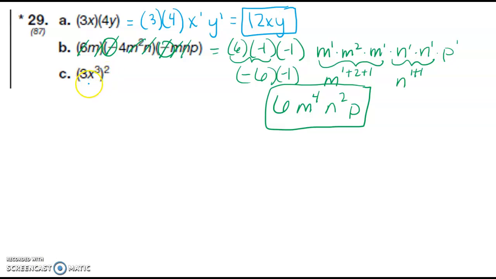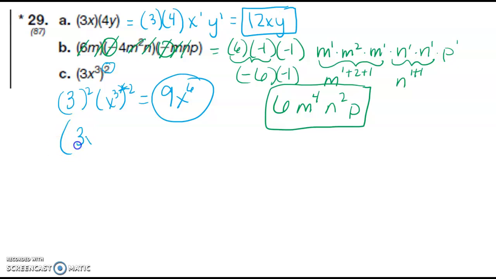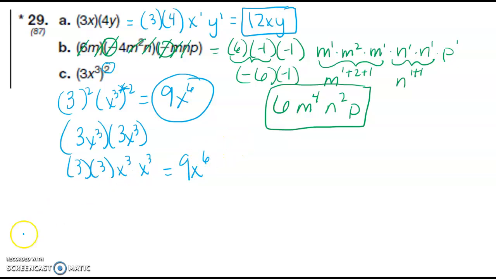Okay. This one you can do a couple of different ways. You can square everything in here. So that would be 3 squared and x cubed squared. This is where we multiply our exponents, the only time we do that. So I have 9x to the 6th. Or you can do 3x cubed times 3x cubed, which gives you 3 times 3, x to the 3rd times x to the 3rd, which is 9x to the 6th.